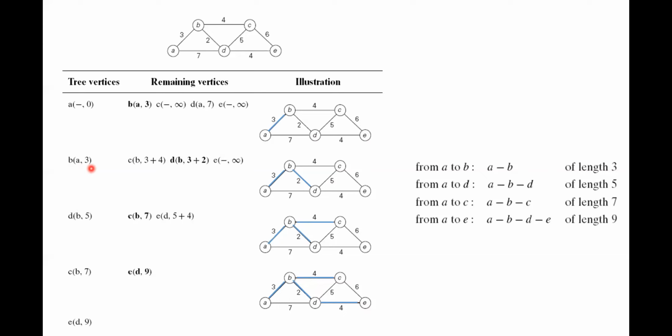Then which are the other vertices that can be reached from both A and B, because we must consider both A and B now? I can reach C. Can I reach C directly from A? No, I can reach C from B. Hence, I can reach C from B with how much cost? 3 plus 4. Why 3 plus 4?